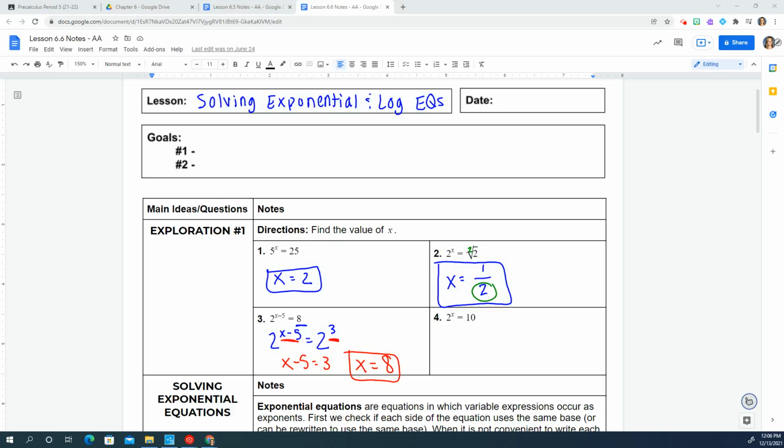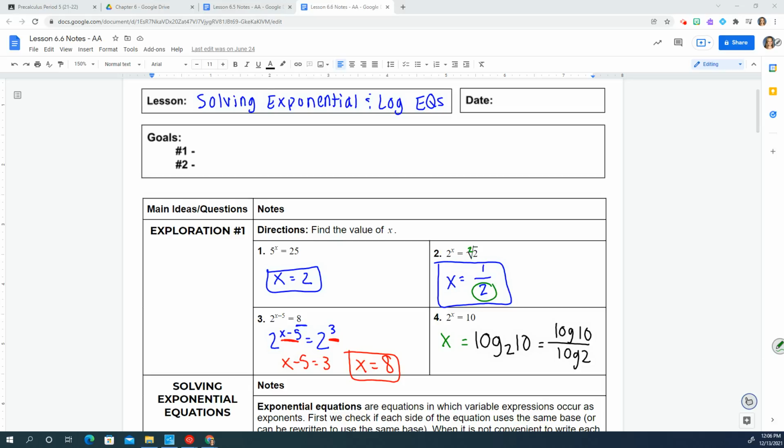Now, number 4, we don't know how to do this one off the top of my head. 2 to what power gives me 10? I don't know. But what I do know is I can evaluate log base 2 of 10, and that would tell me that power. That's what a logarithm is, right? This is asking you 2 to what power gives me 10. And then I can do this in my calculator using change of base by doing log of 10 divided by log of 2.